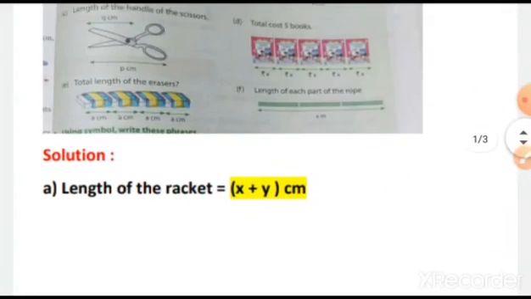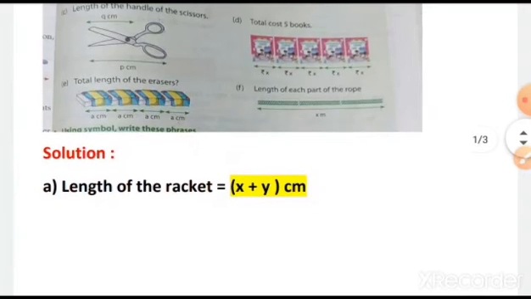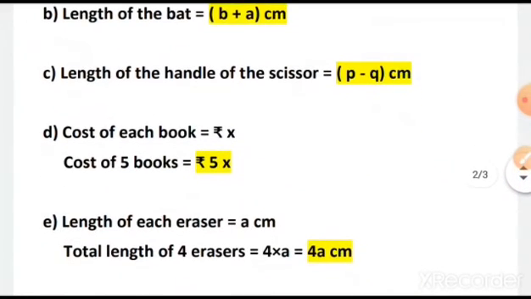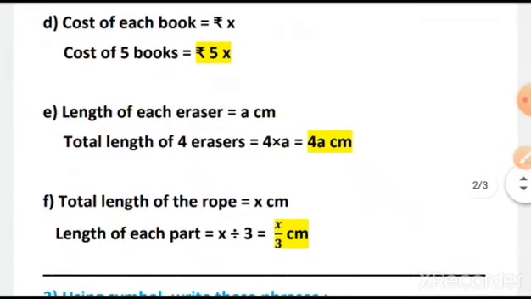Next, number E, total length of the eraser. You can see that 4 erasers are shown. So the length of each eraser is a centimeter. So the total length of all the 4 erasers will be 4 into a, that is 4a centimeter.